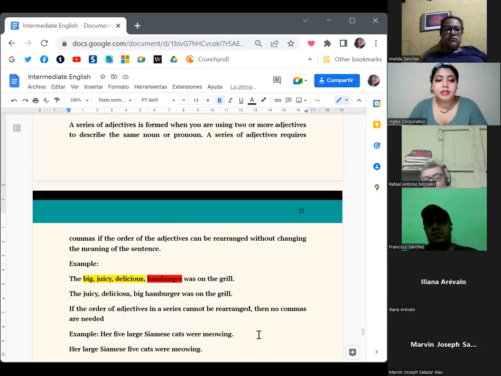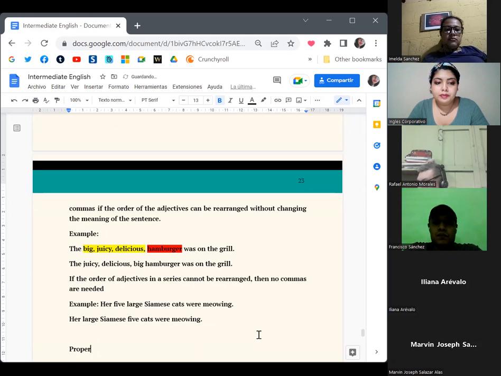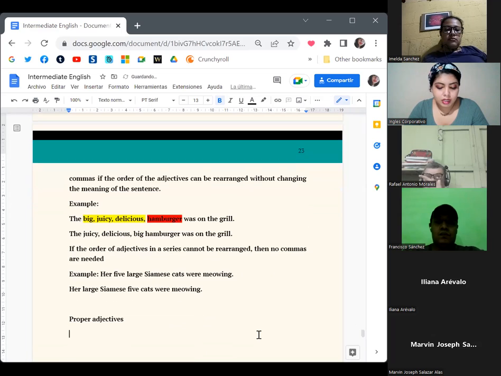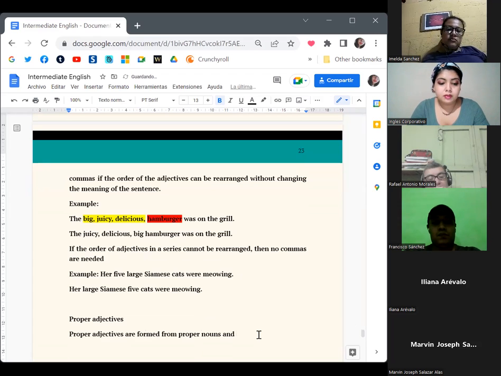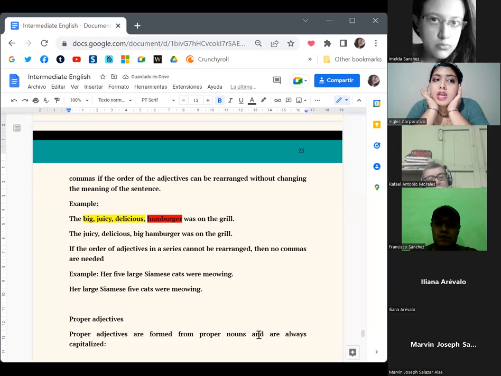Then we have proper adjectives. And it says that proper adjectives are formed from proper nouns. So in this case, we have this kind of adjectives which are formed from proper nouns. And in that case, remember that if we have proper nouns, we need to write them with a capital letter.